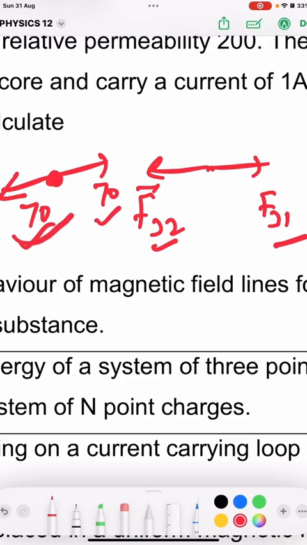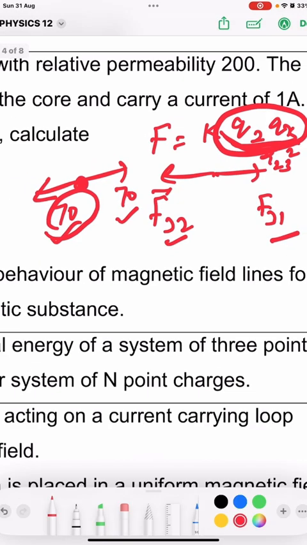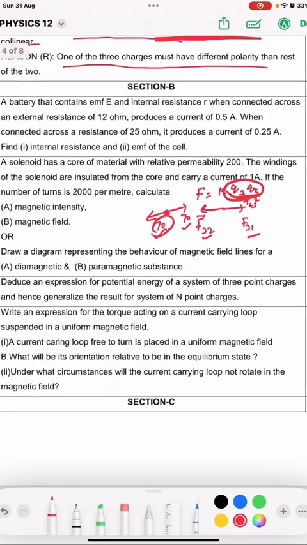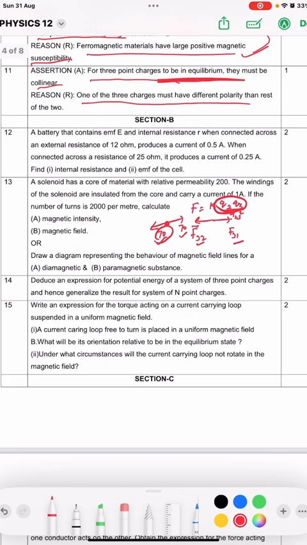Force depends upon whom? Force depends upon the magnitude of the charges, like this distance square. So force will depend upon not only the nature but also the magnitude of the charges. So the second reason is not the correct explanation of the assertion, but it is true. So that will be the option. So we have done 11. Now let's see question number 12.